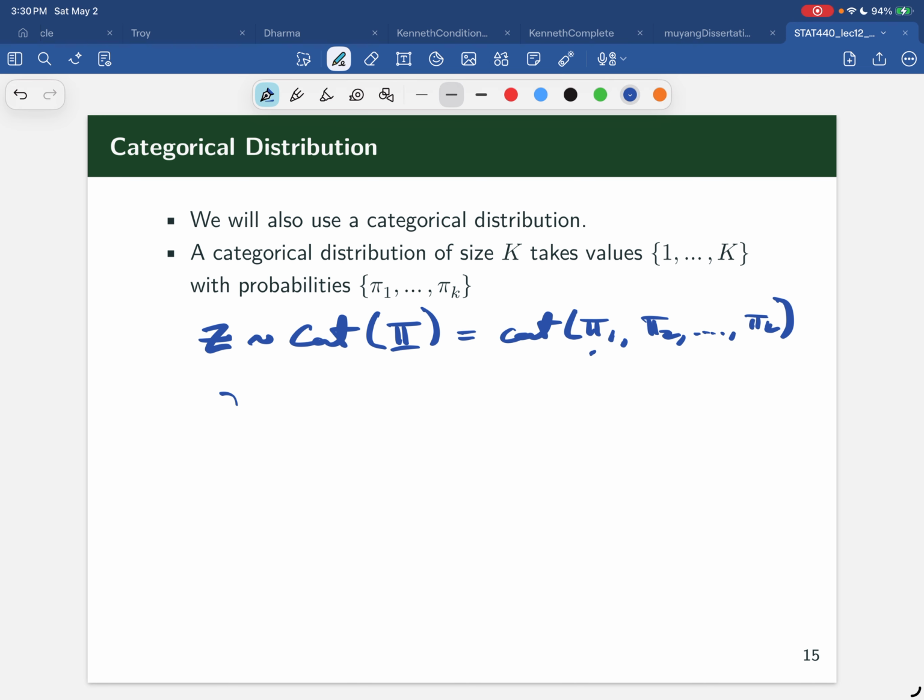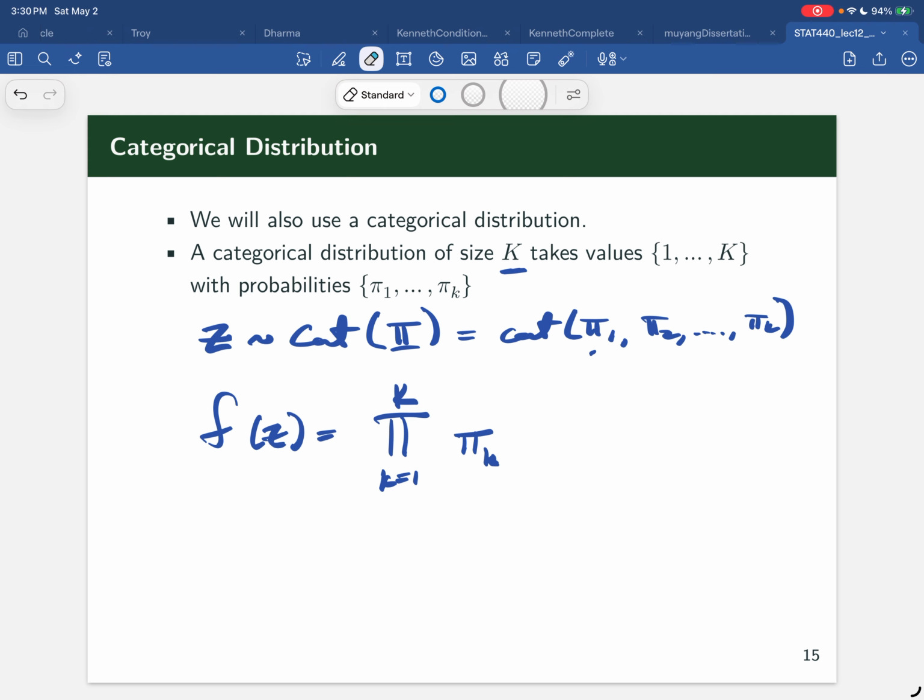Its PDF, f of Z, would be the product from little k equals 1 to capital K. Capital K is our number of categories. And then it's pi lowercase k, indicator, that's supposed to be a big fat 1. Let me try that again. Let me just write it this way. 1 indicator that Z equals K.